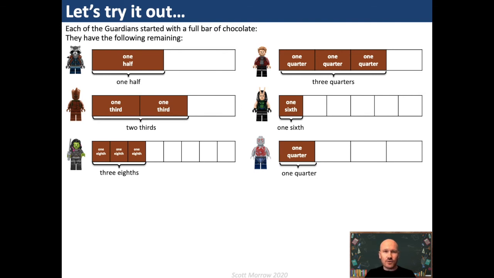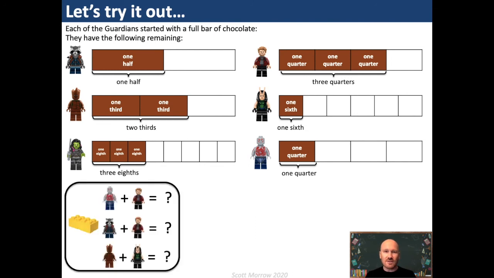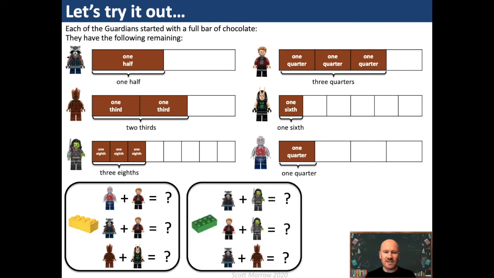What I'd like you to do is find out how much chocolate the following combinations have together. So if you're going for the mild challenge this week, I'd like you to first work out how much chocolate does Drax and Peter have all together. Then I want you to work out how much does Rocket and Peter have all together. And then I want you to work out how much does Groot and Mantis have all together. If you're going for the spicy challenge, I'd like you to work out how much does Rocket and Gamora have all together. What about Peter and Gamora? And then Rocket and Groot.